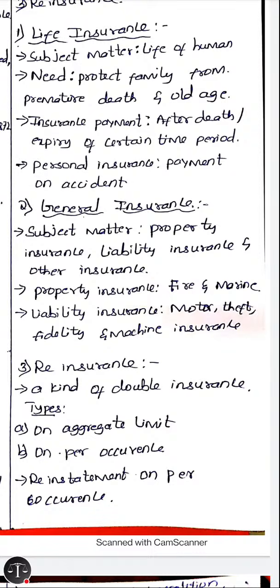That is called reinsurance. So the insurance company takes an insurance from another company in case the insurance company goes into loss. This is called reinsurance. It is a kind of double insurance. The types of reinsurance are: it can be done on an aggregate limit, or it can be done on per occurrence. So what is aggregate limit? The insurance company can set a particular cash limit to the reinsurance company, that only if this much loss occurs you have to pay. The rest of the loss will be covered by the insurance company itself.